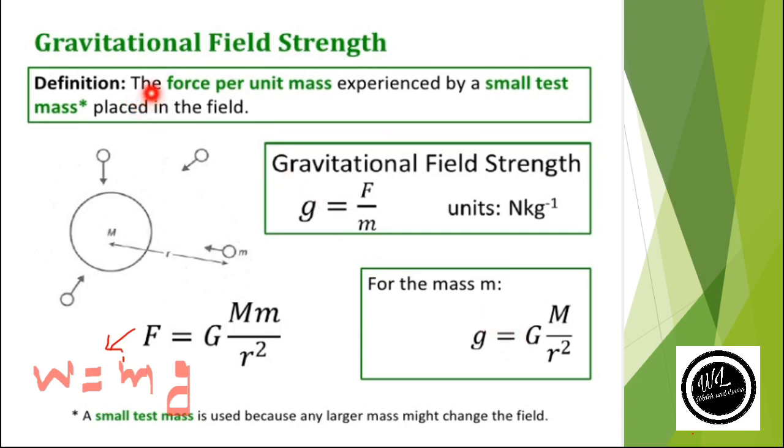Gravitational field strength is defined as the force per unit mass experienced by a small test mass placed in that field.